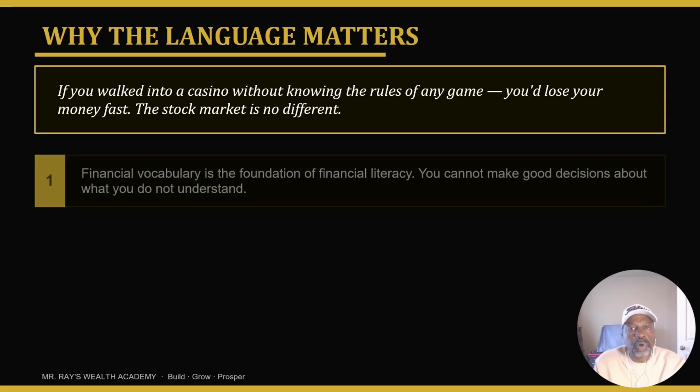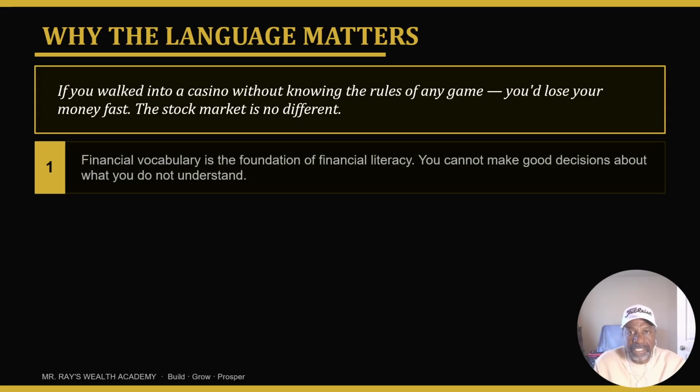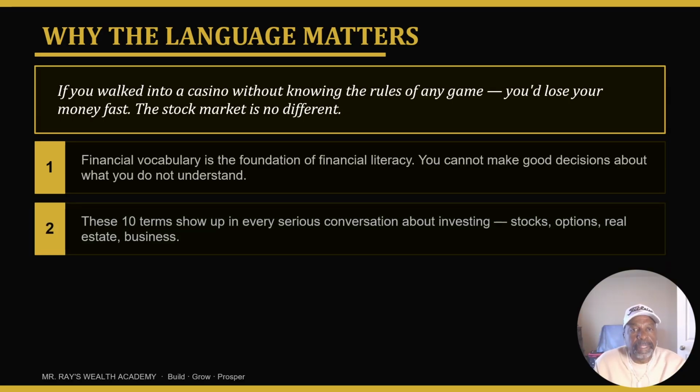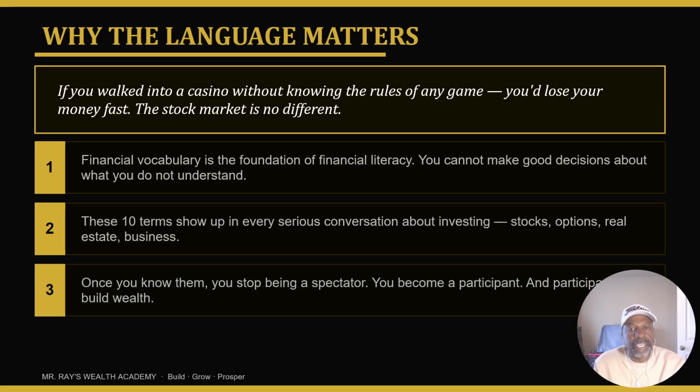So point number one is you can't make a good decision about something if you don't understand. Most people don't know what they don't know, period. And I'm here to teach you. So these 10 terms are going to come up in every serious money conversation that you're going to have. After today, you're going to be affluent. Okay? Spectators watch their money disappear. Participants build on it. Let's go build it.